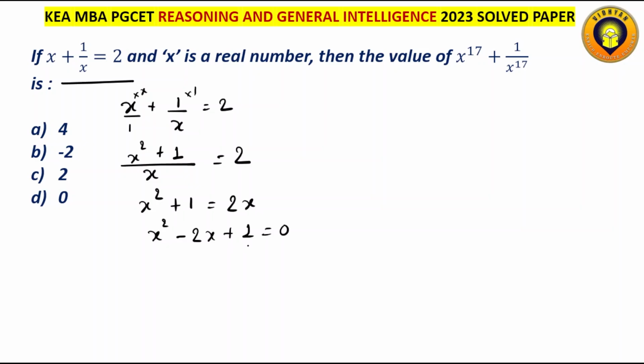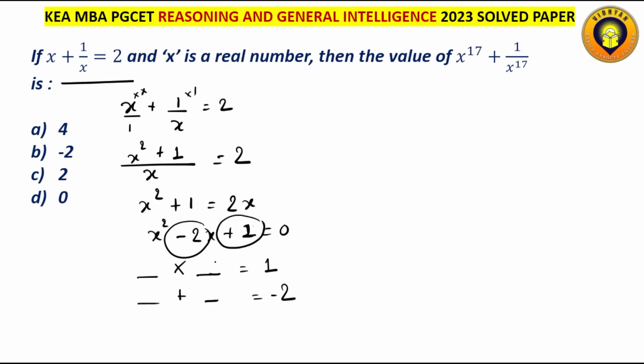It's a quadratic equation, which means you will get 2 values for x, that is 2 roots for x. Now how to find those 2 roots? You have to find 2 numbers. On multiplying those 2 numbers, you should get plus 1, and on adding those 2 numbers, you should get minus 2.